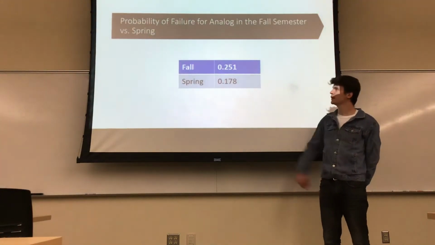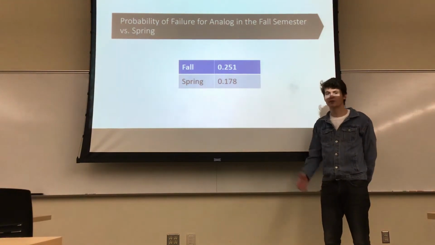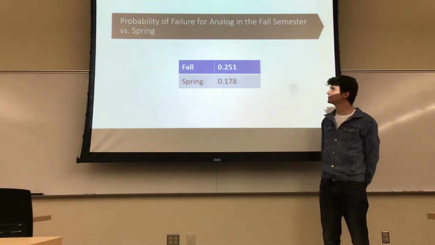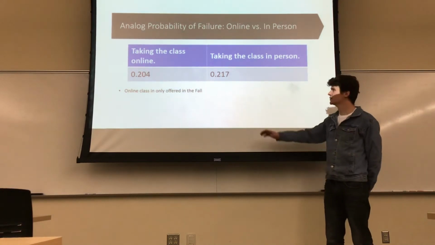The probability of failure for the fall and for the spring is significant. It's about 7%, as you can see from this table. And the probability of failure by taking it in person or online is not significant.